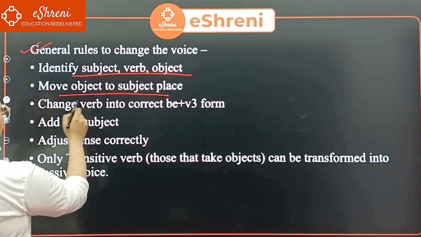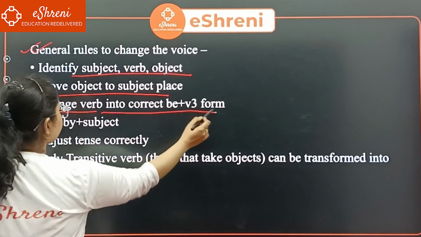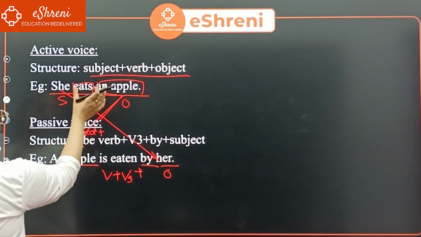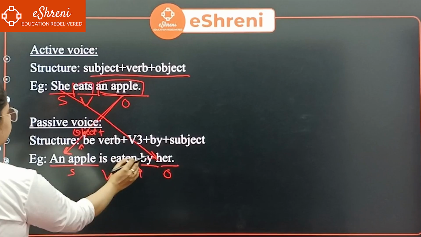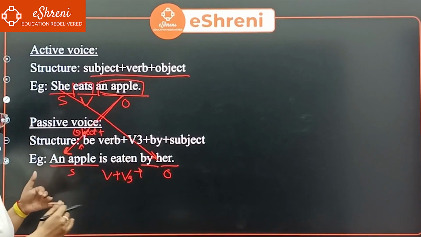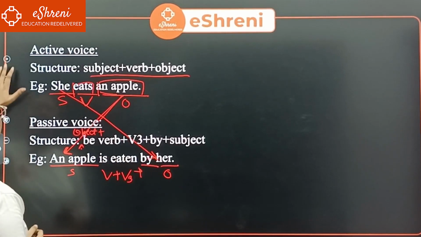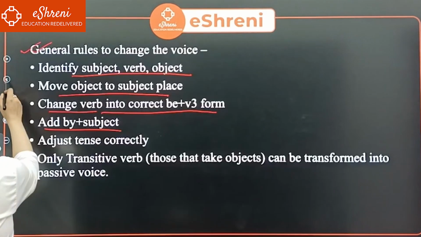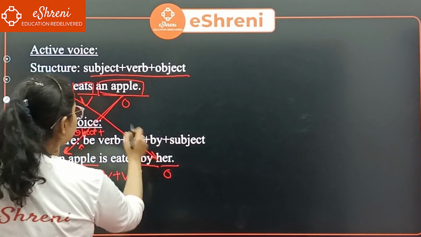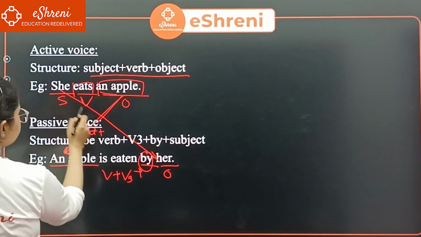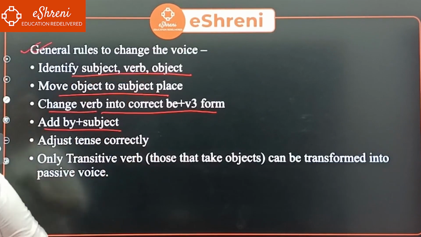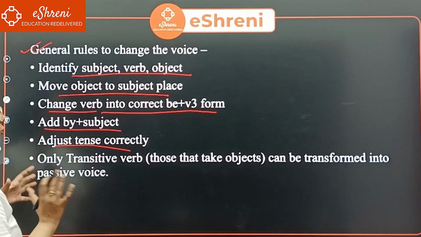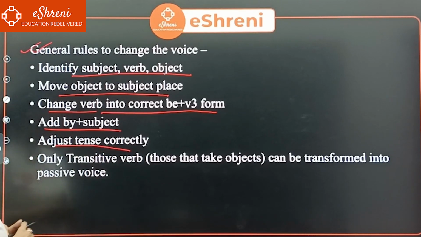Next, change the verb into the correct be plus V3 form. So the verb eats will become is eaten. Next, add by plus subject: by, and then the subject, she becomes her. And then adjust the tense correctly. The tense should be kept the same, and the verb changes accordingly.